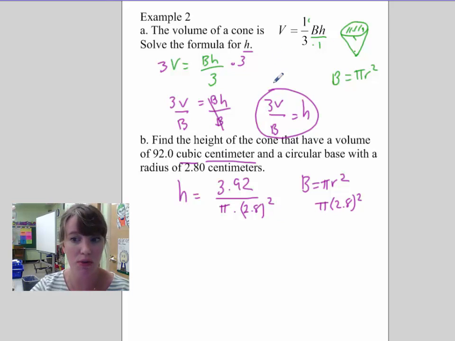Okay, and that's the end of the lesson for today. So we talked about solving equations for other variables, and we also talked about solving formulas for specific variables, and then using our solved formula and inputting values in. All right, and that's it.